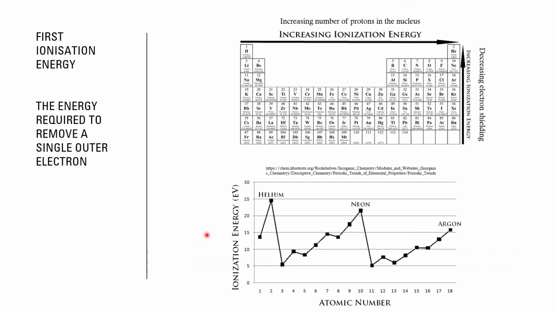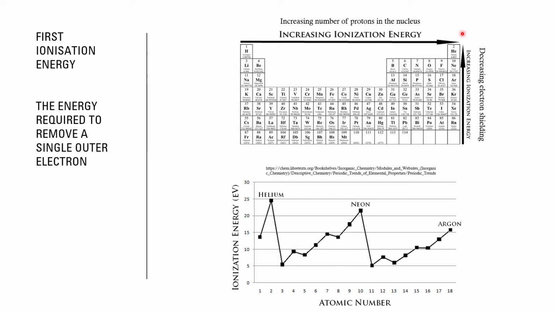So if we start looking at this idea of first ionization energy, first thing we need to know is what that actually means. Another pattern that we can look at is first ionization energy, which means the energy that's required to remove a single outer electron. So if I had an atom and I wanted to remove an electron from it, that's going to require energy for that electron to be able to escape the pull of the nucleus. Now, it takes more energy to remove an outer electron as we move across a period.